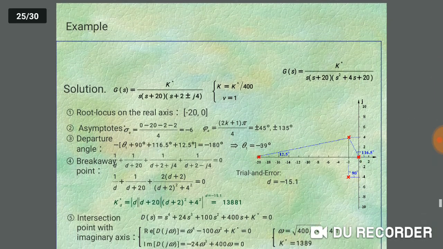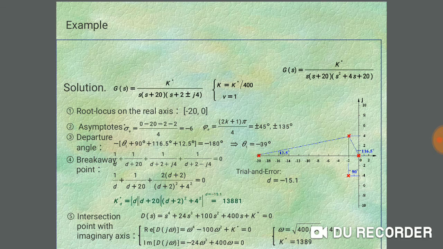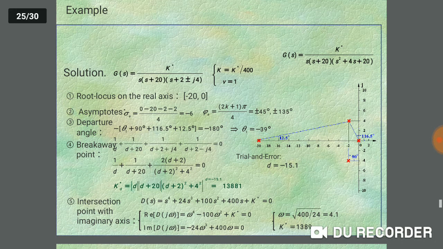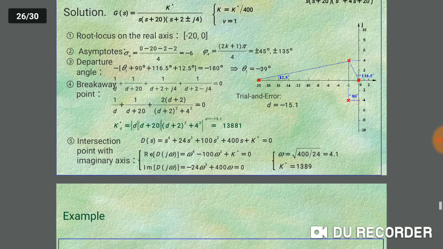We'll discuss another example: k divided by s into (s plus 20) and (s square plus 4s plus 20). The procedure steps are the same. First, find out how many poles there are and how many zeros there are. Then you have to calculate the sigma. Then calculate the angle of departure, breakaway point, and intersection on the imaginary axis. You are supposed to follow the same procedure for all.